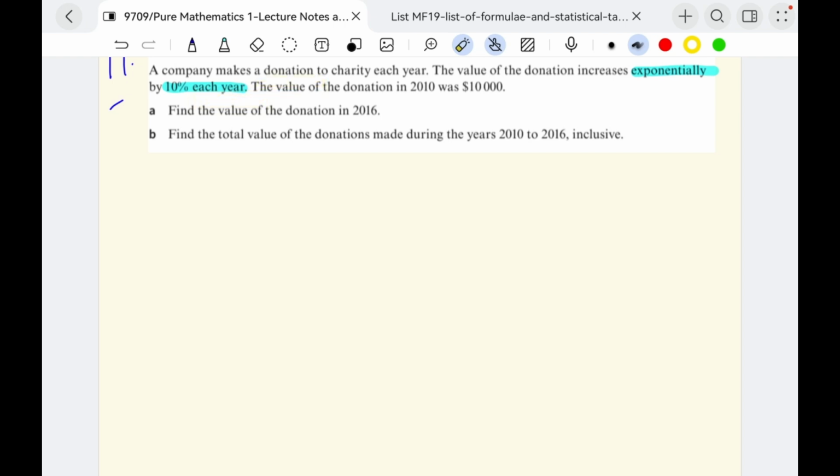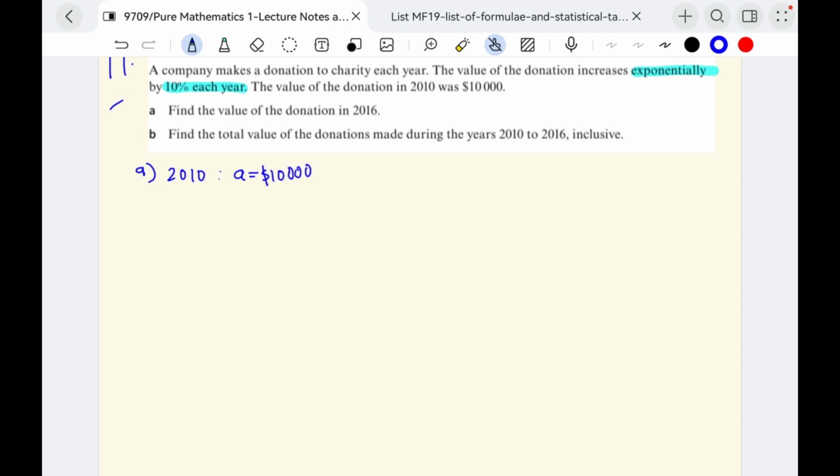The value of this event in 2010, this occasion starts from 2010 was $10,000. Find the value of the donation in 2016. So for the year 2010, we treat it as the first term, which is $10,000.